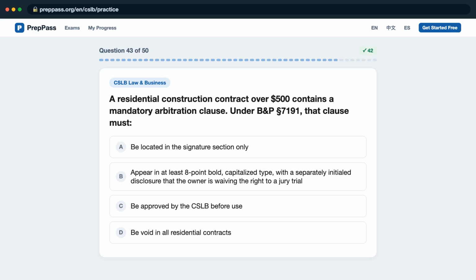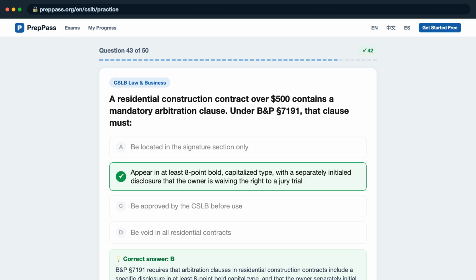Question 43. A residential construction contract over $500 contains a mandatory arbitration clause. Under BNP Section 7191, that clause must, is it A, be located in the signature section only? B, appear in at least 8-point bold, capitalized type, with a separately initialed disclosure that the owner is waiving the right to a jury trial? C, be approved by the CSLB before use? D, be void in all residential contracts? The correct answer is B.